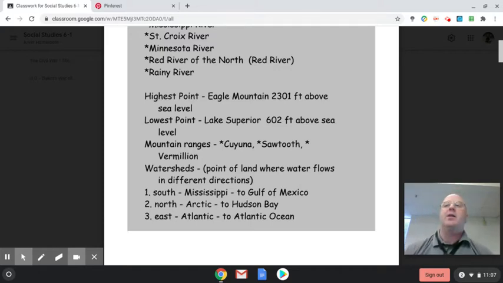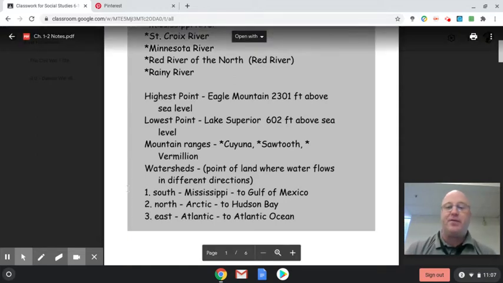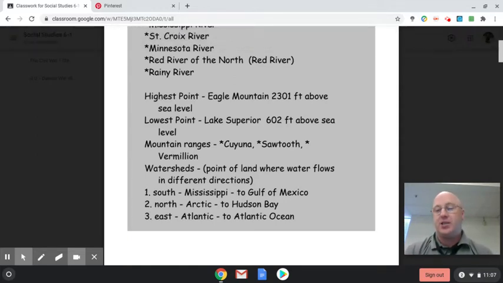Minnesota is unique because we have watersheds. Watershed refers to the direction in which water flows or sheds. So we have water in Minnesota that flows towards the south. We call it the Mississippi watershed. So anything that flows into the Mississippi River flows towards the Gulf of Mexico. So that's one watershed.